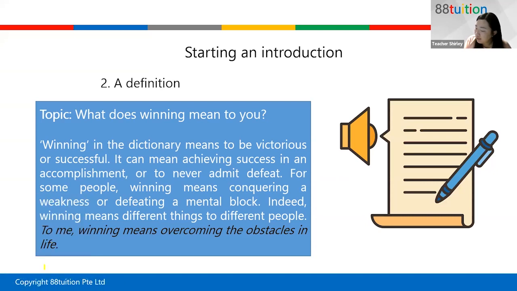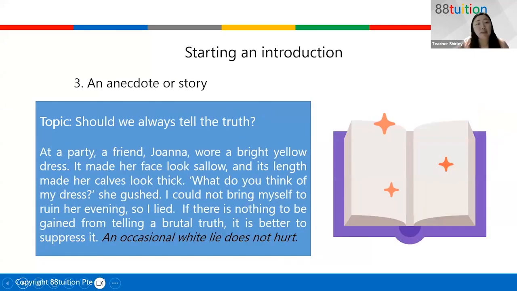So I think this one is the thesis statement. They are going to talk about how winning means overcoming obstacles. So I think we can expect that in the body paragraph. He is going to talk about how he actually overcame certain obstacles to define as a win for him. Okay, so method number 2 is a definition. Method number 1 is a sneak preview. So you have a few methods to use to start an essay. Okay, method number 3, an anecdote or story.